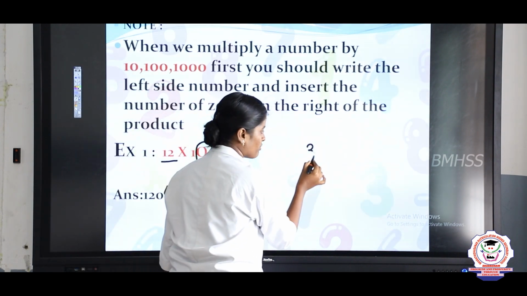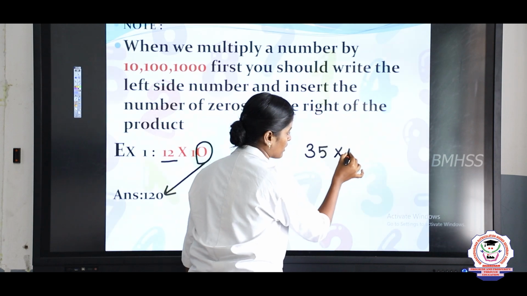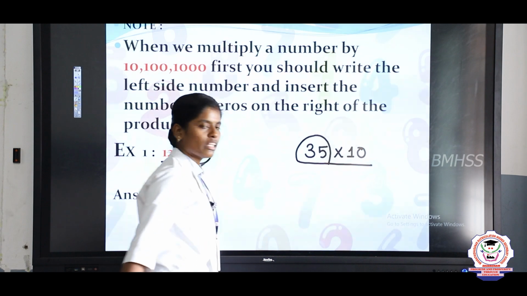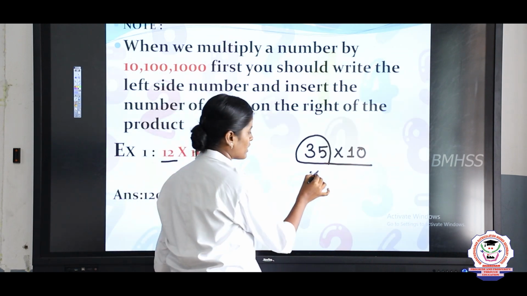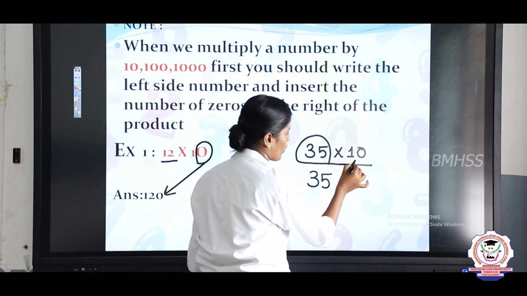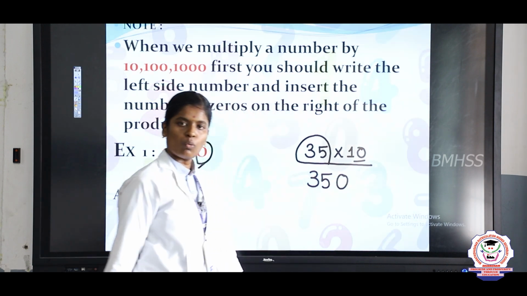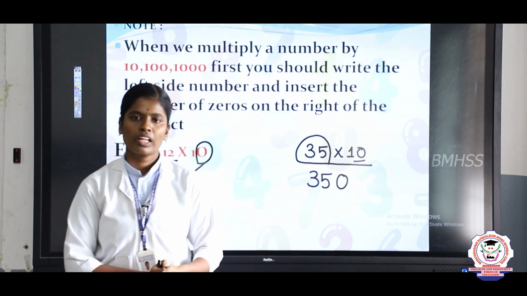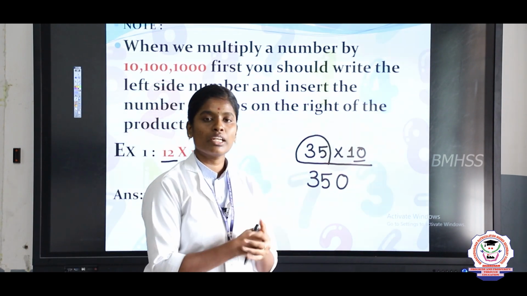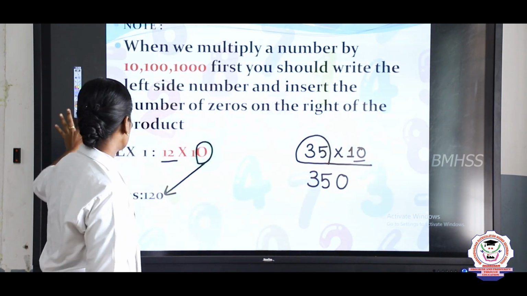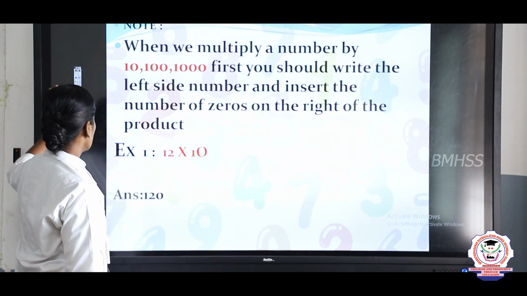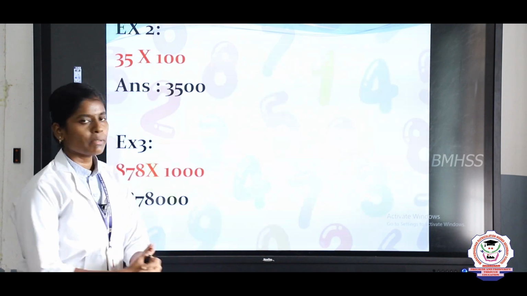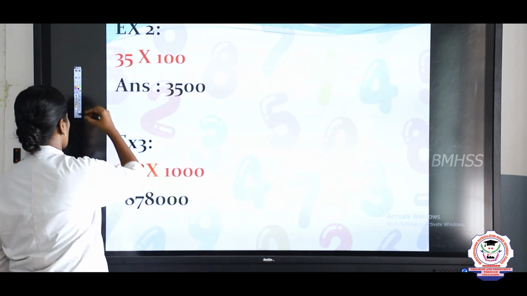We will see one more example. Take 35 multiply by 10. So first you are going to write the question. What is the question? The question is 35. So write 35 and insert 1 zero. So 35 tens are, the answer is 350. Okay. So next we are going to see multiply by hundreds and multiply by 1000.